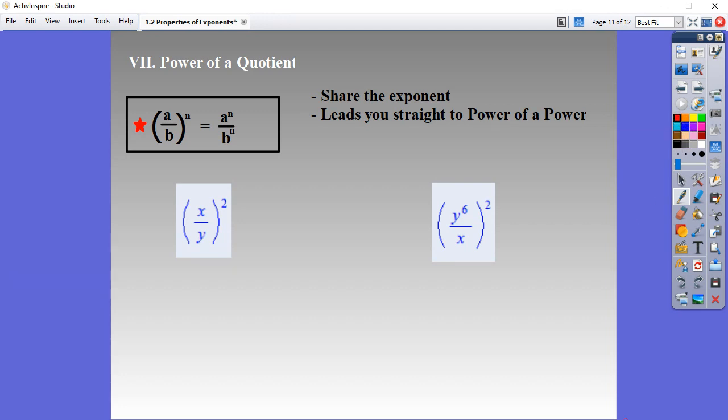I mentioned that I was going to end up using a new property, and that's our last one, called power of a quotient. Well, we shared with a product. We are now sharing with a quotient. And when we share, we don't leave anyone out. So if I have a base that has an x and a y, just like this one, I'm going to share to the x and to the y. Let's say there was a 2 in front of the x and a 3 in front of the y. Then I'm going to square the 2, square the x, square the 3, square the y. I am sharing and taking that exponent to each factor inside of my base.